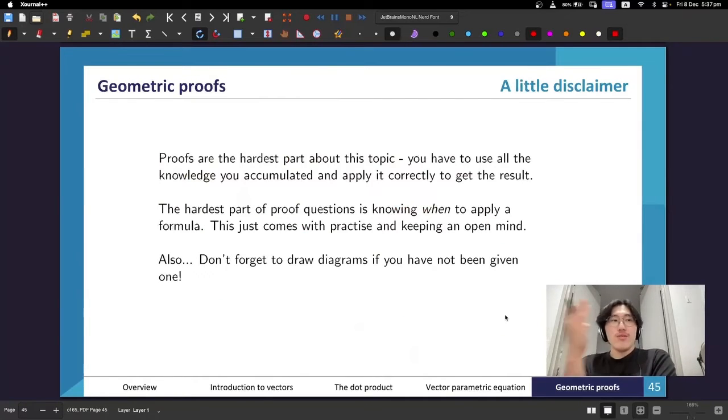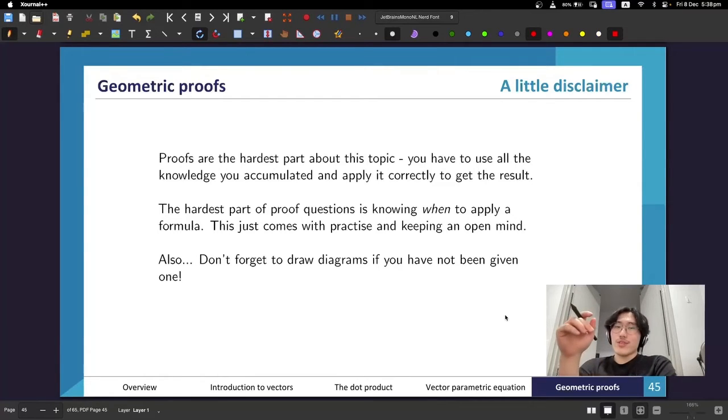Alright, and now we have come to my least favorite part of this topic, which is geometric proofs. And the only reason for that is because it's really, really hard. In my HSC paper, I believe I got served a really hard geometric proof question in question 15, and I don't think I was able to do it, from what I remember.